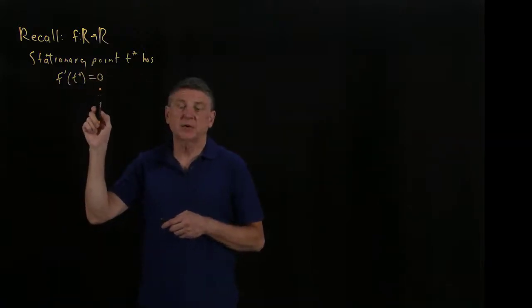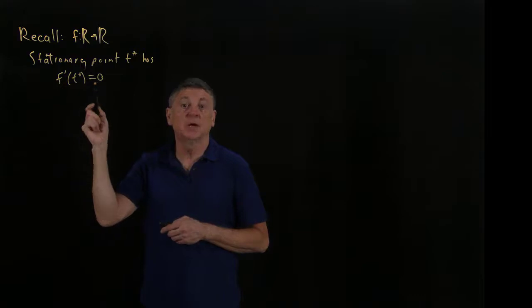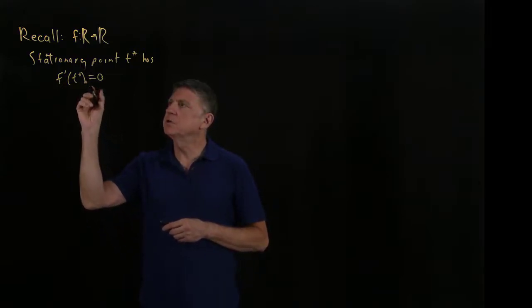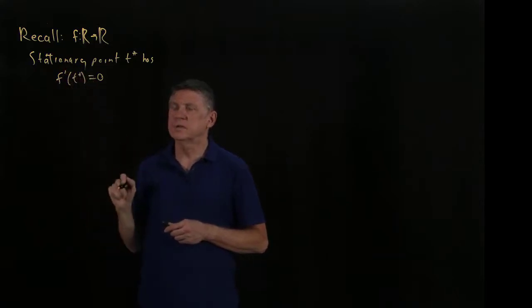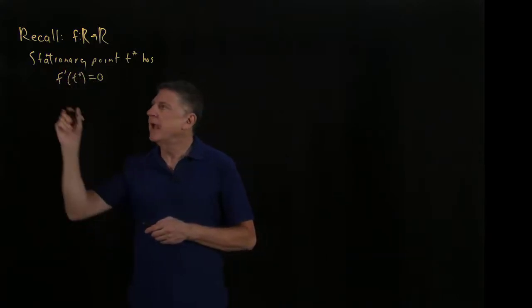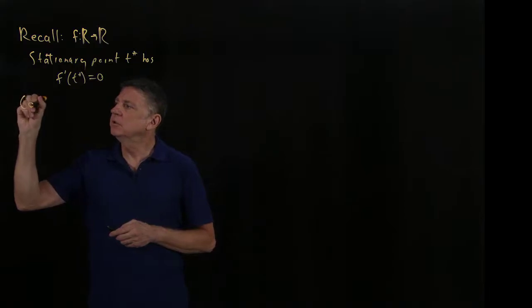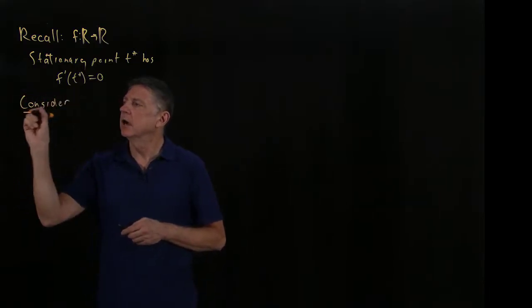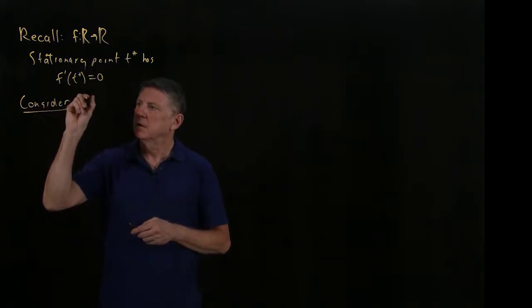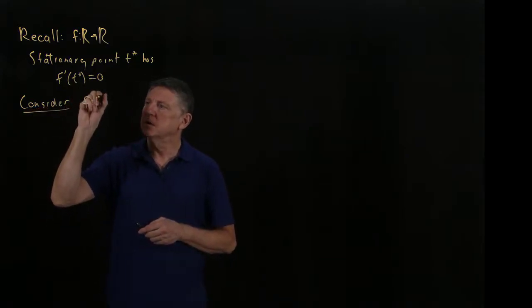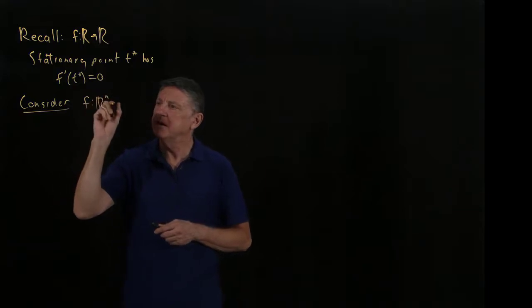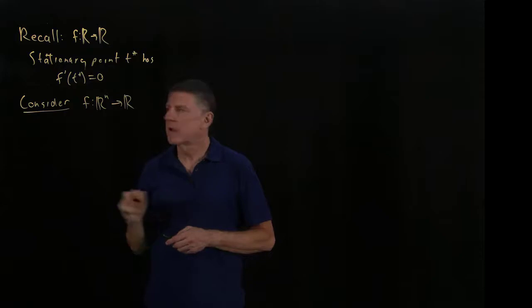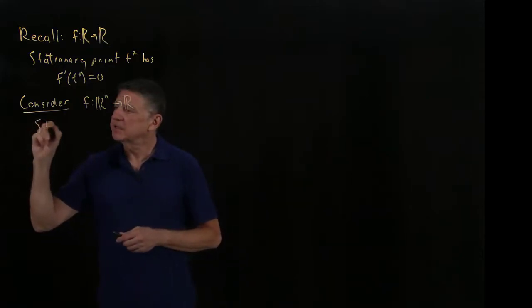And we observed that that could be a minimizer, it could be a maximizer, it could be a saddle point. What we want to do is redefine what a stationary point is. We'll have an extension of this idea to a function that has a vector argument and produces a real level, and we'll say a stationary point.